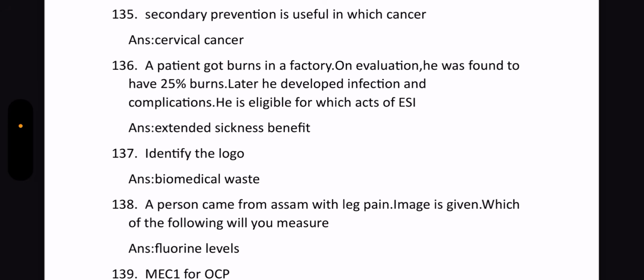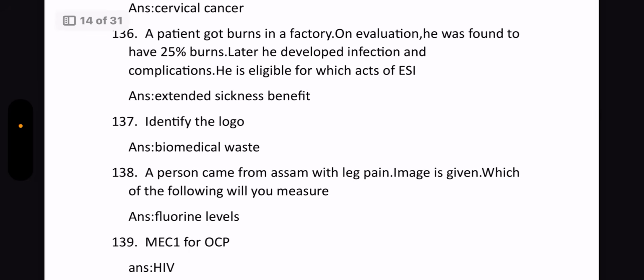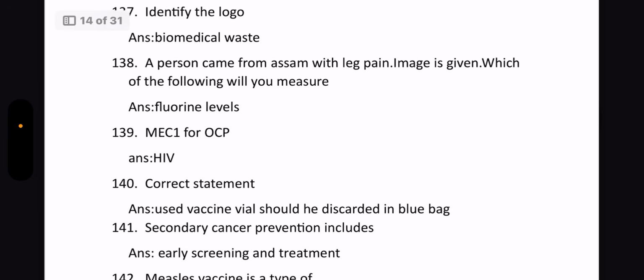Patient got burns in a factory. On evaluation, he is found to have 25% burns. Later, he developed infection and complications. He is eligible for which act of ESI? Answer, extended sickness benefit. Next is an image-based question.